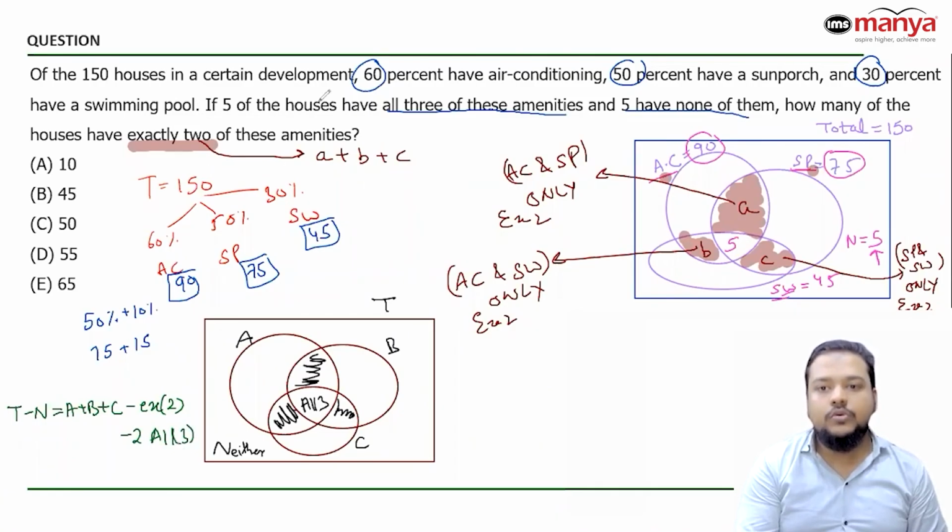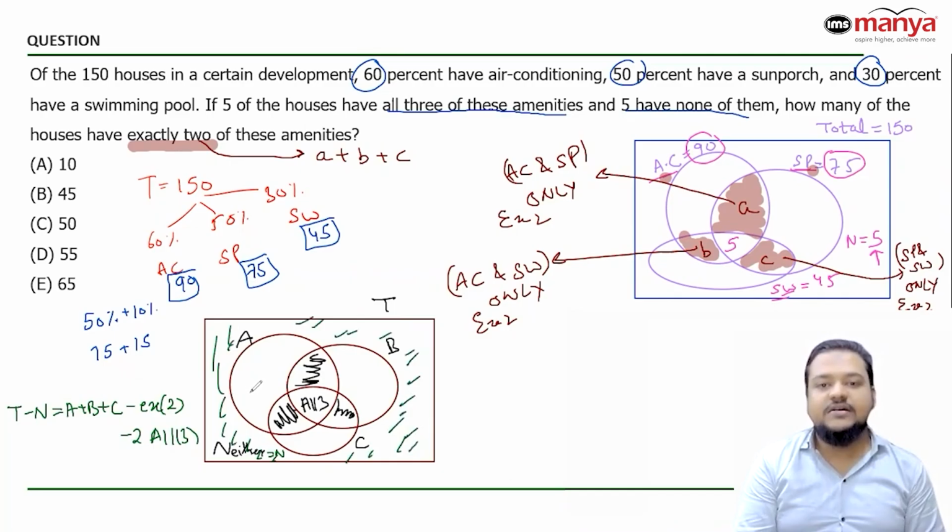So now how to understand this formula, why you are subtracting, I will tell you, be with me. When I do total minus neither, think for a moment with me. Total minus this vacant part. If I subtract this vacant part from the total, what will I get? I get circles only.